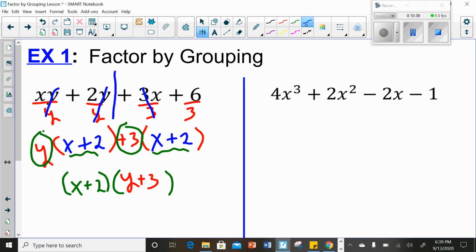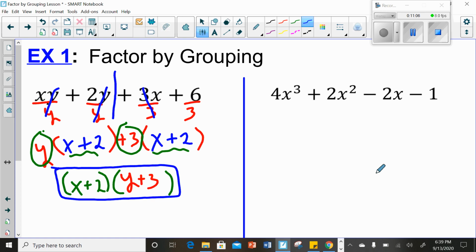Now, as you know, it doesn't matter what order your parentheses go. You can have y plus 3 times x plus 2. That's fine. So then I want you to pause the video and try this example on your own and see how you do. Make sure you look for a GCF overall for all 4 terms first. If you don't find one, then cut it in half and look for a GCF, and factor. So pause the video and try it.